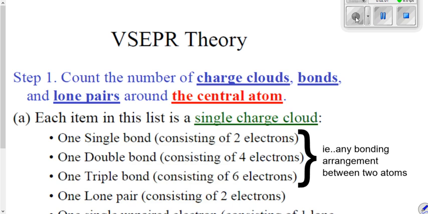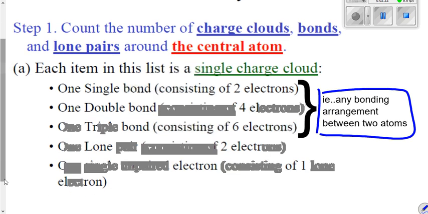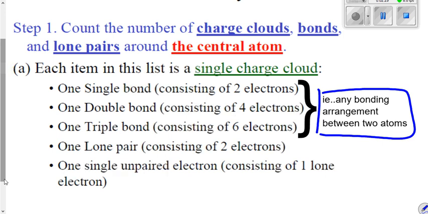So a charge cloud is considered to be a single, double, or triple bond. So any kind of bond that exists is considered one single charge cloud. Okay? So it's any bonding arrangement that we might have between two atoms that are holding them together. A charge cloud might also be a lone pair of electrons that are not used in bonding, or a single unpaired electron that we will find very rarely, but it does exist in some cases that a single unpaired electron may exist.